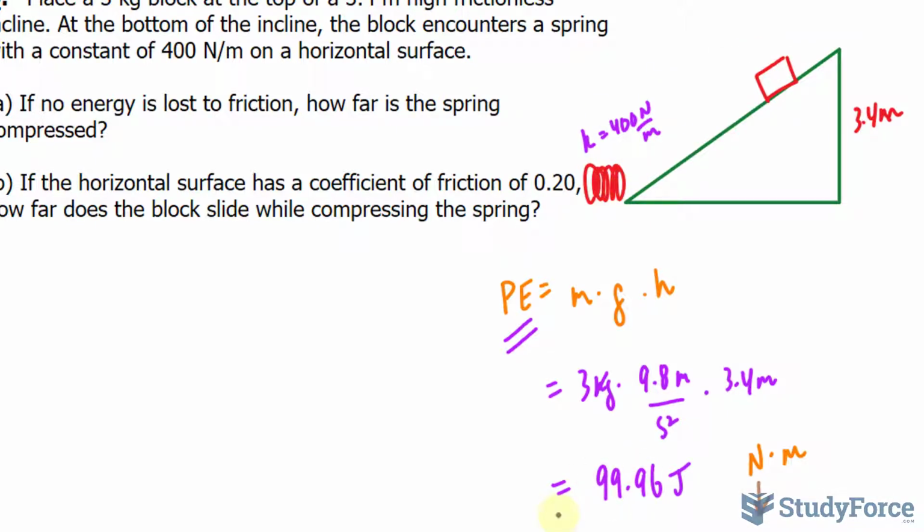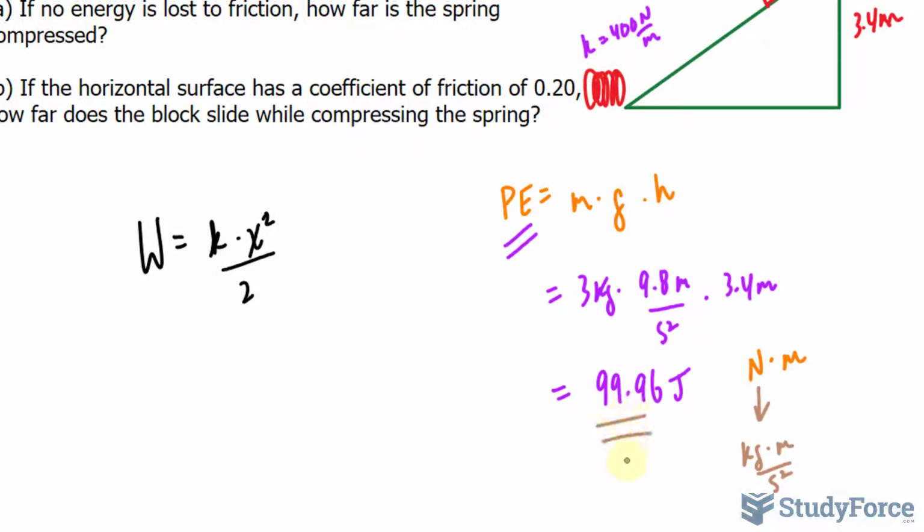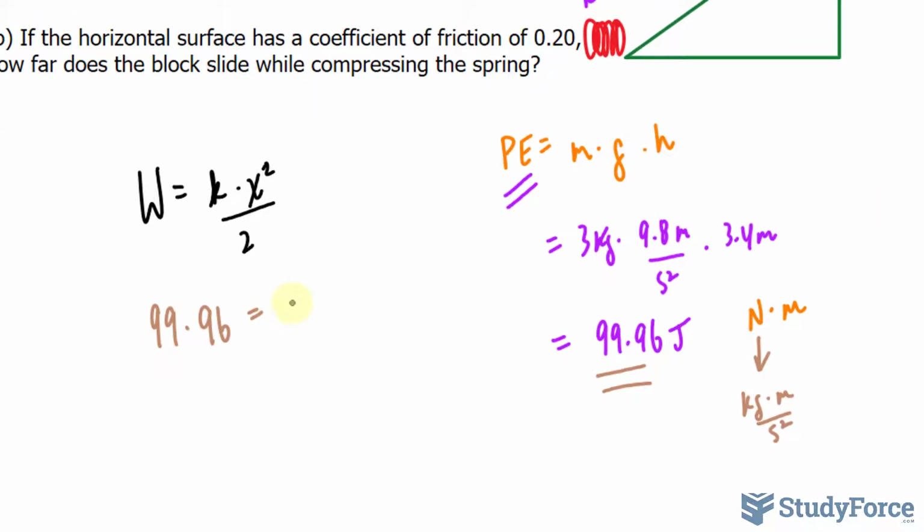And this work will be used to compress this spring. In one of our previous lessons, we learned that when it comes to springs, force is applied linearly, and that's the usual case. The work required to compress a spring when force is applied linearly is calculated using the formula W equals K, the constant, times x to the power of 2, over 2. The work that will go into compressing this spring we found is 99.96. So I'll replace W with 99.96, and that's equal to our constant K, which was provided in the question. Don't forget to write down the units along the way. So 400 newtons per 1 meter times x to the power of 2 over 2.